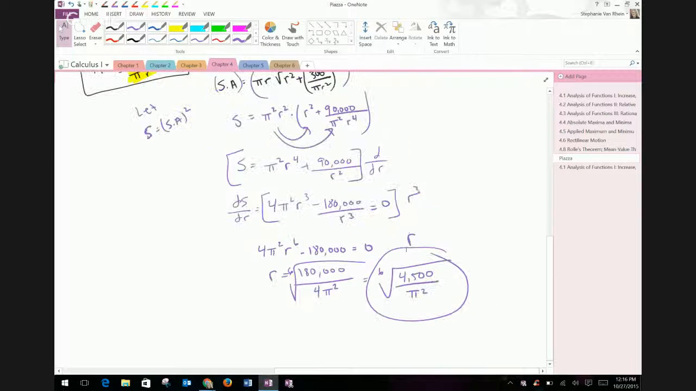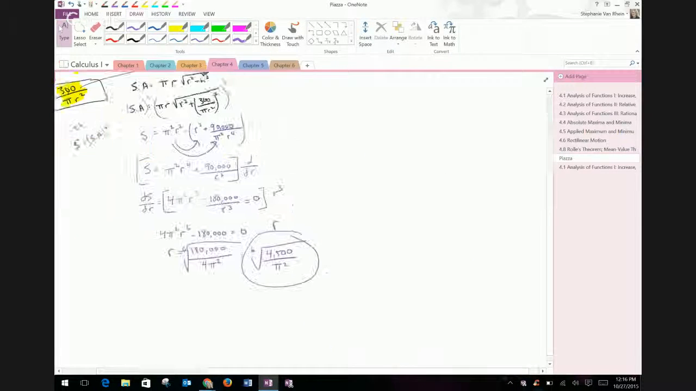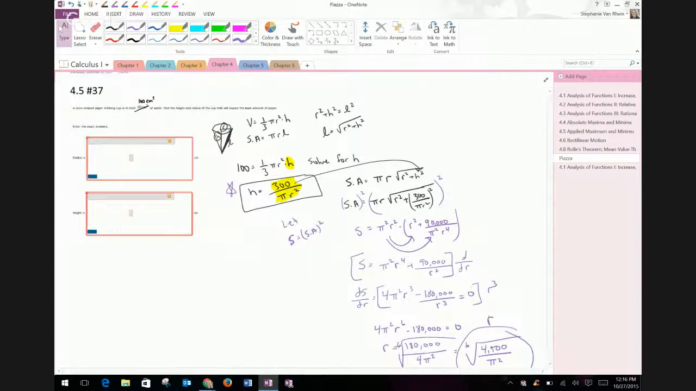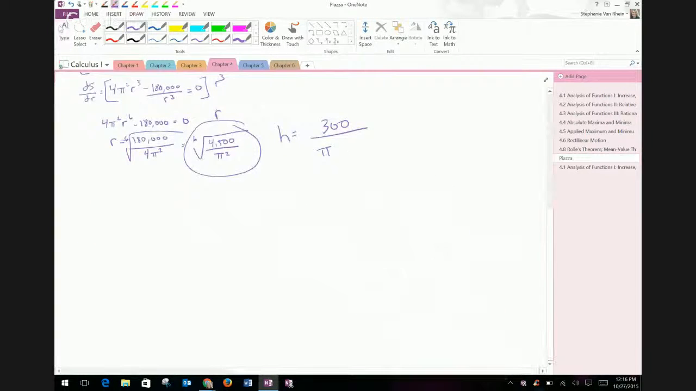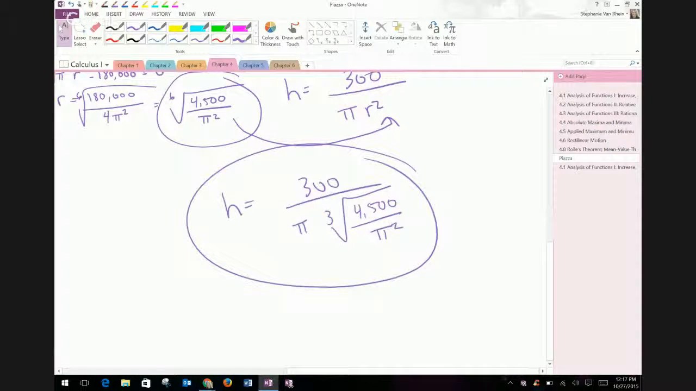Now if I go back up to my work up here, I had h in terms of r. So h is going to be 300 divided by pi r squared. If I plug in what r is here, I can solve for h. On Wiley, you should be able to plug this in, where this would be the cube root of 4,500 divided by pi squared. I know it's not the prettiest representation of h, but it gives it to you that way.